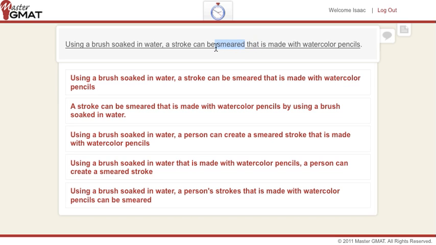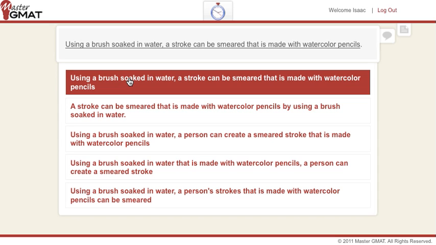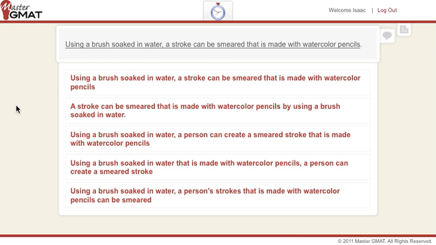Take a look. Smeared, or can be smeared. Now, can we say smeared is made with watercolor pencils? No, of course not. Okay, so we have a verb here that is being modified by the rest of the clause here, which makes no sense. What is really supposed to be smeared over here? Well, chances are that it's a stroke that is made with watercolor pencils that is smeared. So right away we can eliminate answer choice A, and we can eliminate any answer choices that contain the same errors, which is step 2, of course.